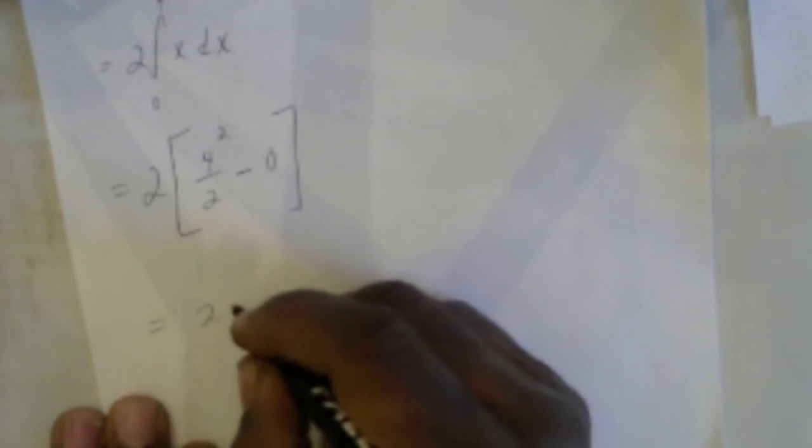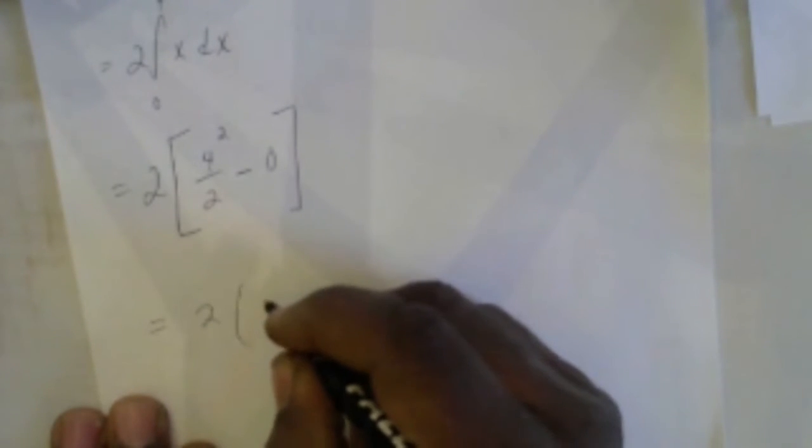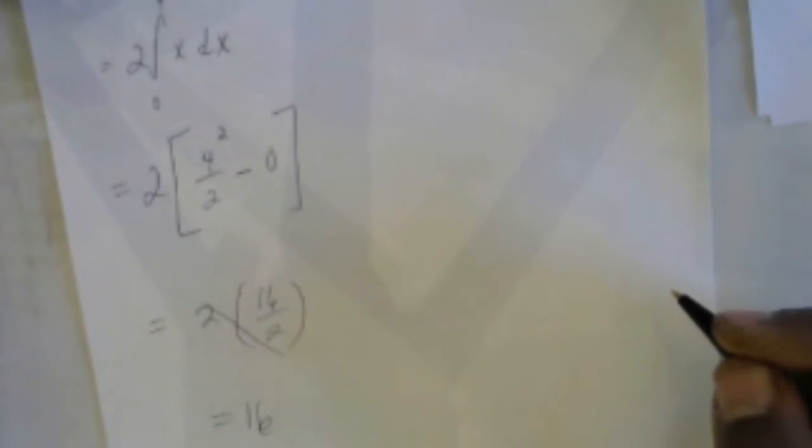All right, so that equals 2 times 16 over 2. The 2's cancel, so we have 16 square units, right? Which is the same result we got from our classical geometry formula. Right, so any questions about using this formula?